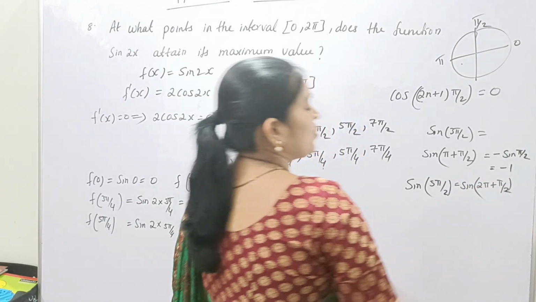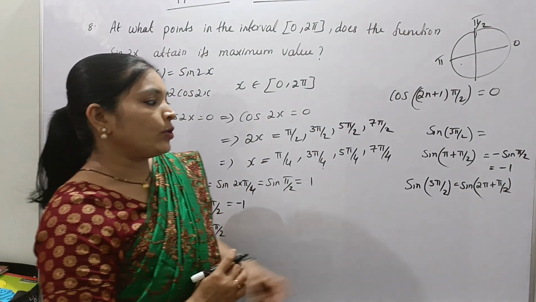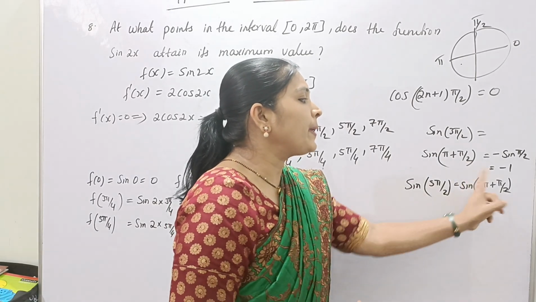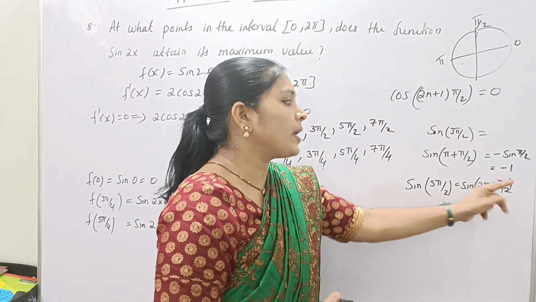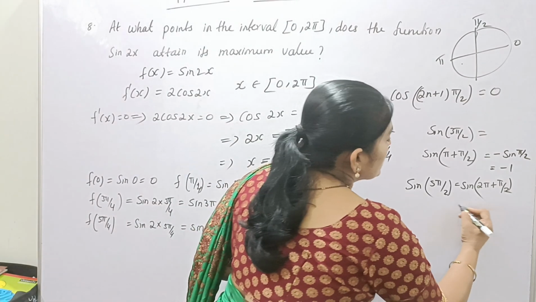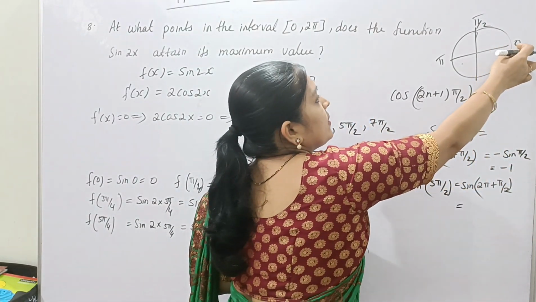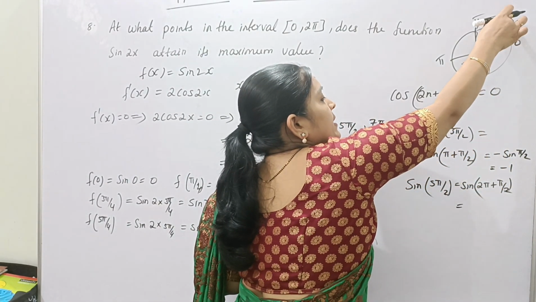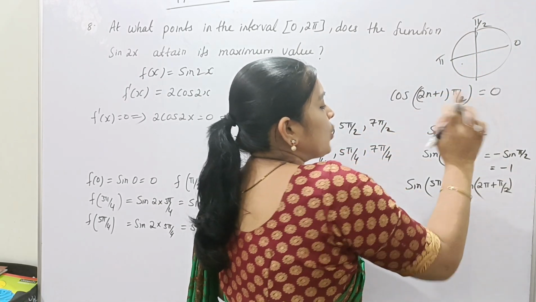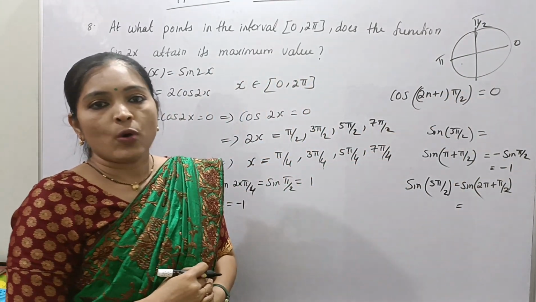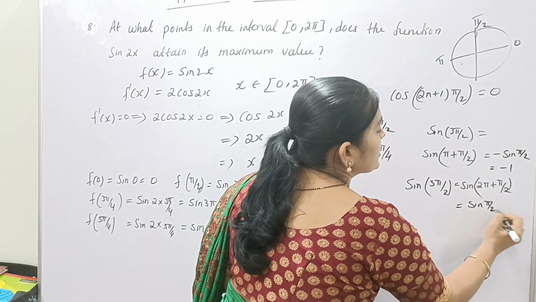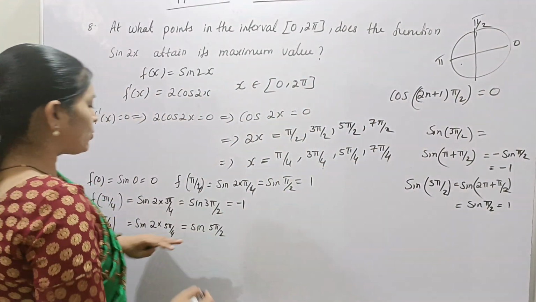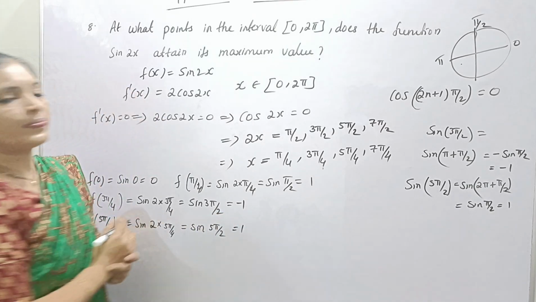Sin 5 pi by 2 is equal to sin of 2 pi plus pi by 2. That is, cross multiply: 2 pi into 2 is 4 pi, 4 pi plus pi is 5 pi. Here 2 pi plus means again first quadrant. In the first quadrant all are positive. Therefore sin of 2 pi plus pi by 2 is nothing but sin pi by 2 itself, that is 1. Therefore sin 5 pi by 2 is 1.